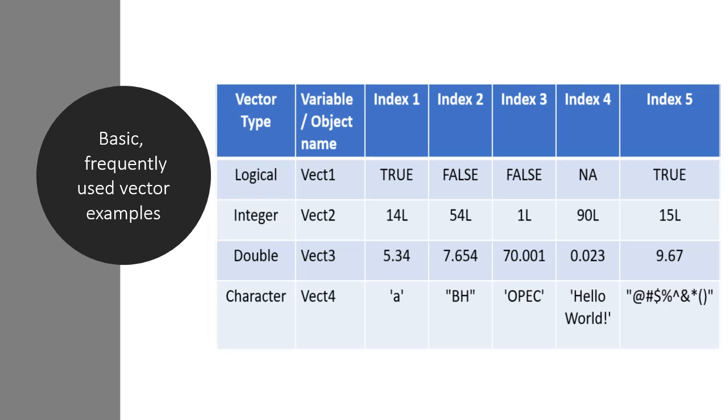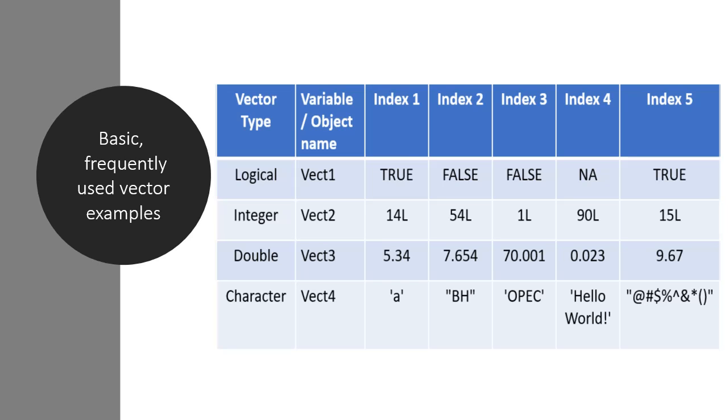The four common types of atomic vectors are logical, integer, numeric or double, and character. Character includes strings of characters as well. The two rarer types are complex and raw. I have shown some examples of four frequently used atomic vectors named vect1 to 4.